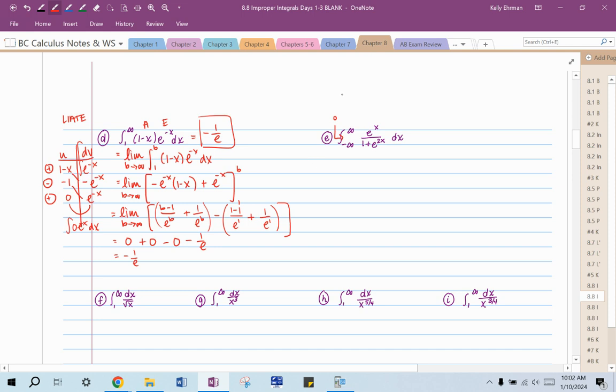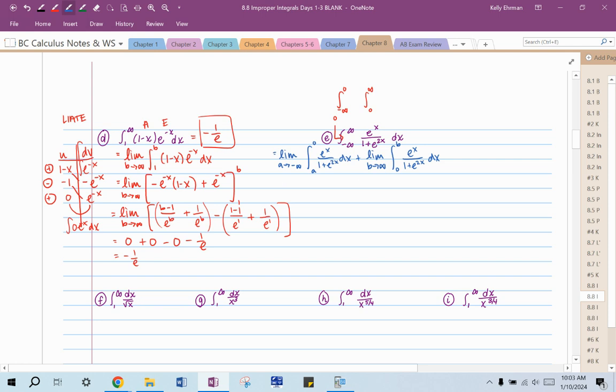So we're going to split this up from negative infinity to 0, and then it'll pick up from 0 to infinity. So that means that I need the limit as a approaches negative infinity of the integral from a to 0 of this thing, e to the x over 1 plus e to the 2x dx, plus the limit as b approaches positive infinity of the integral from 0 to b of e to the x over 1 plus e to the 2x dx.